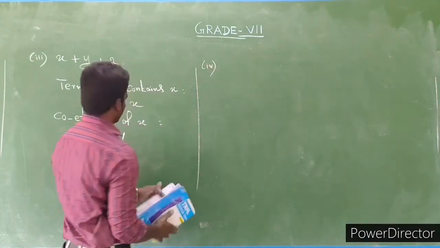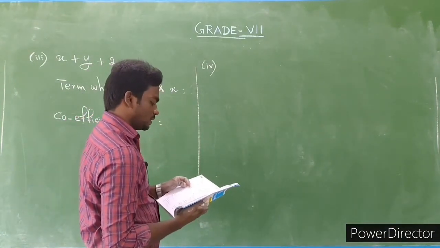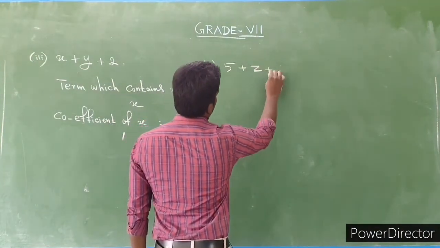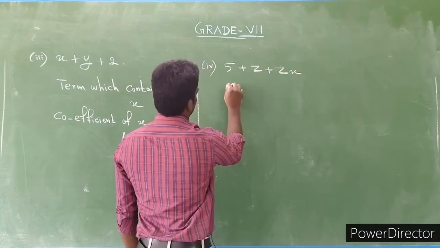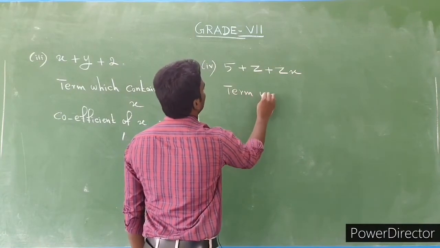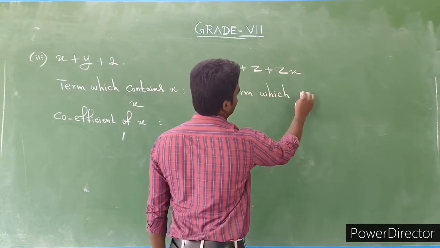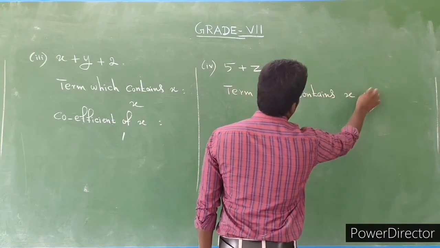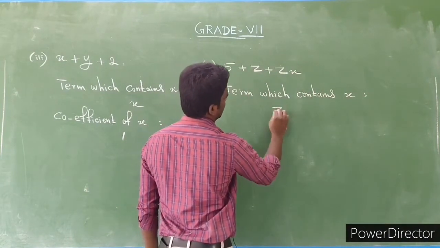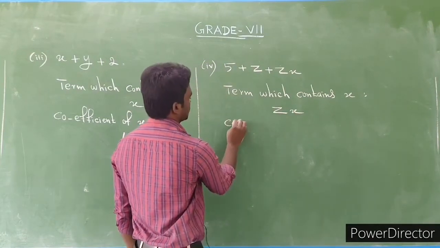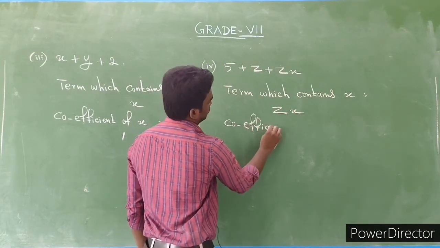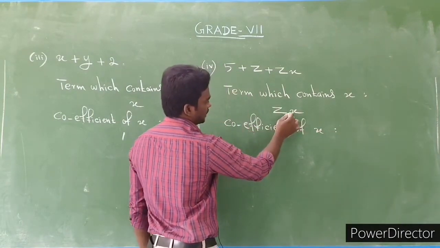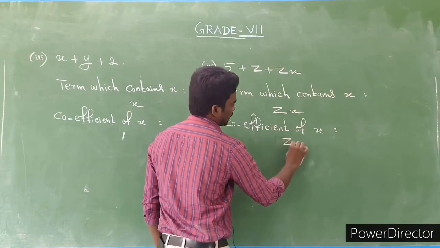Next, our fourth one: 5 plus z plus zx is given. In this question, the term which contains x is zx. Next, coefficient of x. What is the coefficient of x here? Here z is the coefficient of x.